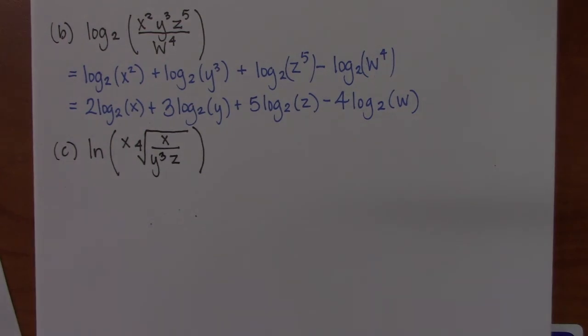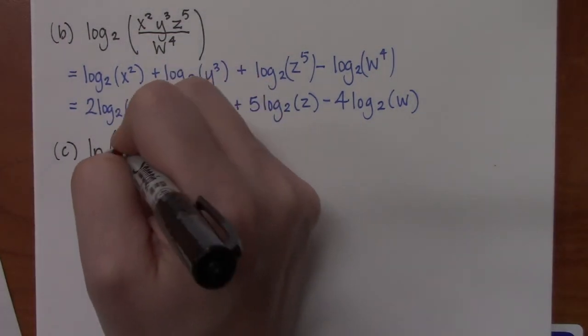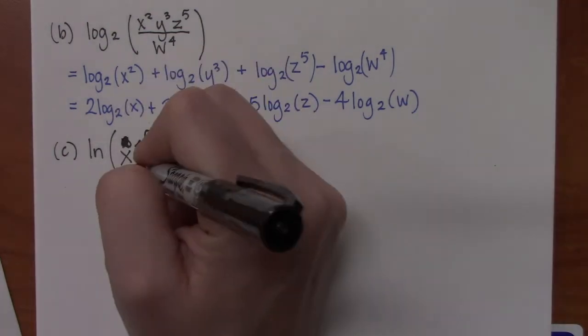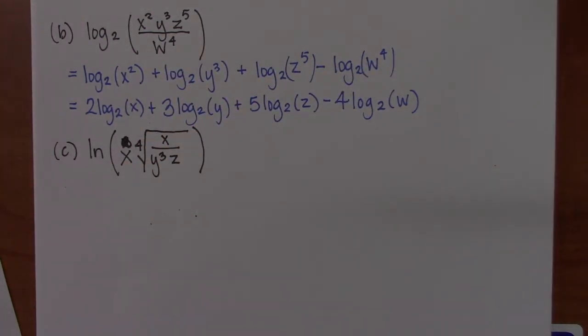So this is x times, and let me just write x like this so it doesn't get confused, the 4th root of x divided by y cubed z. So all that stuff is under the radical. Since this is really a game of exponents, the first thing I like to do is, if I see any radicals, rewrite the equation and turn them into exponents. It just makes it easier for me to see what's going on.